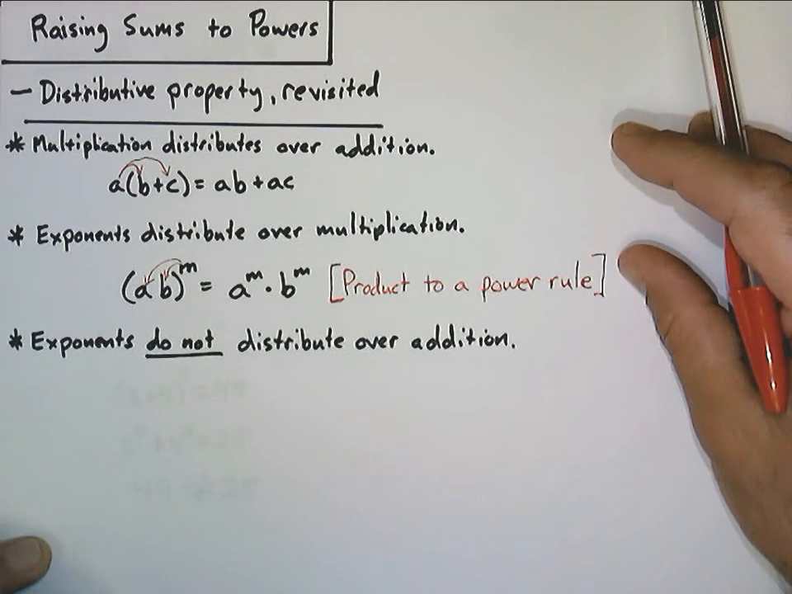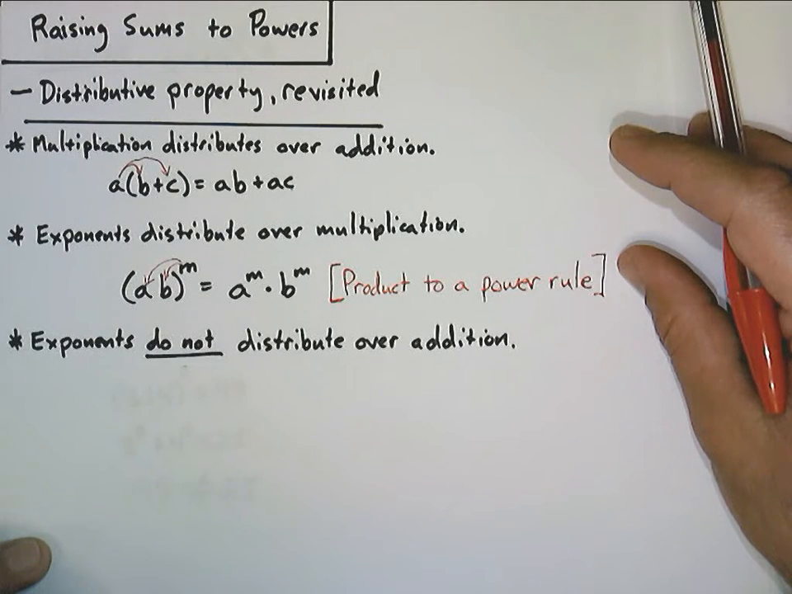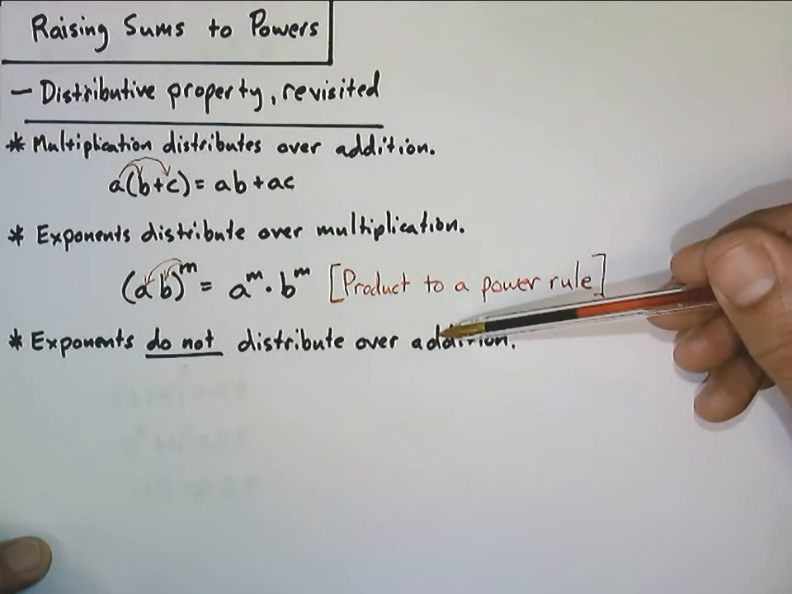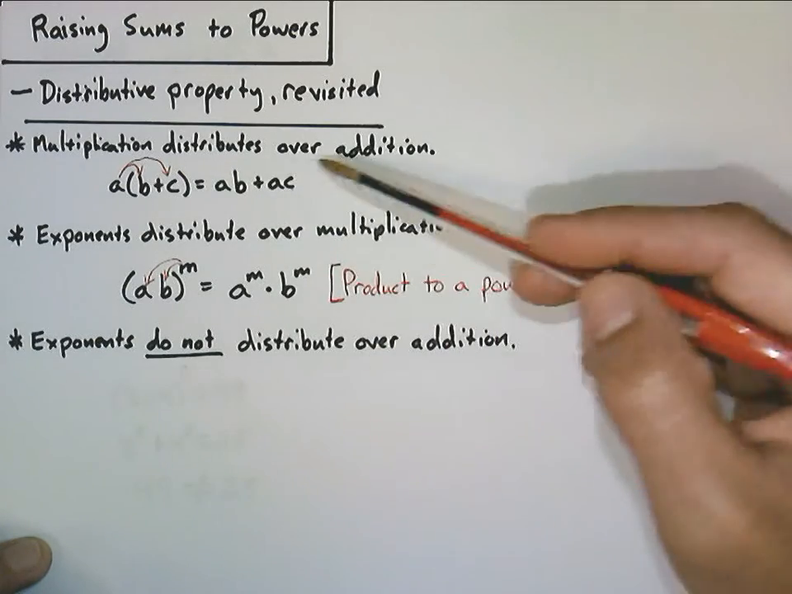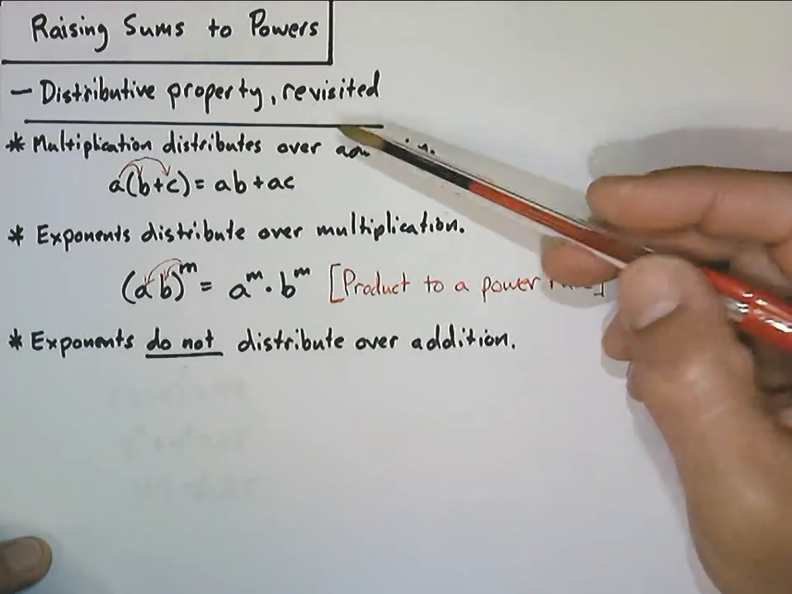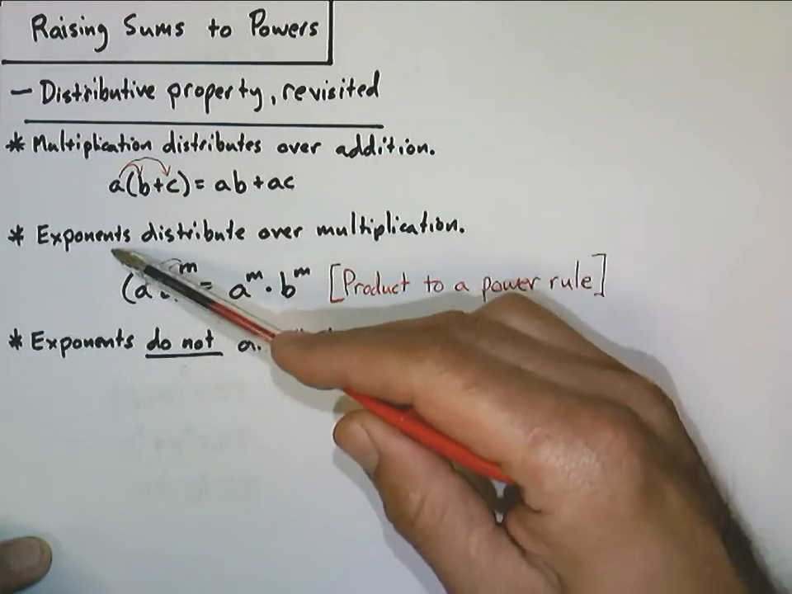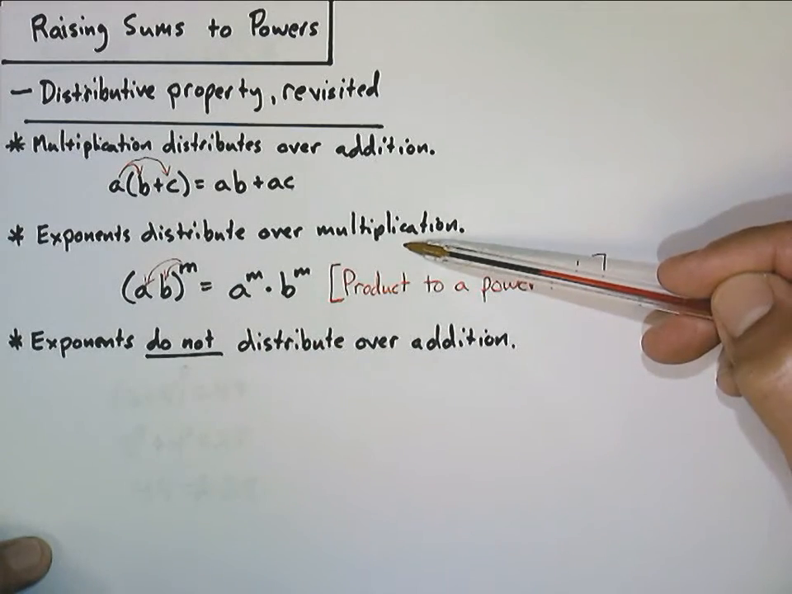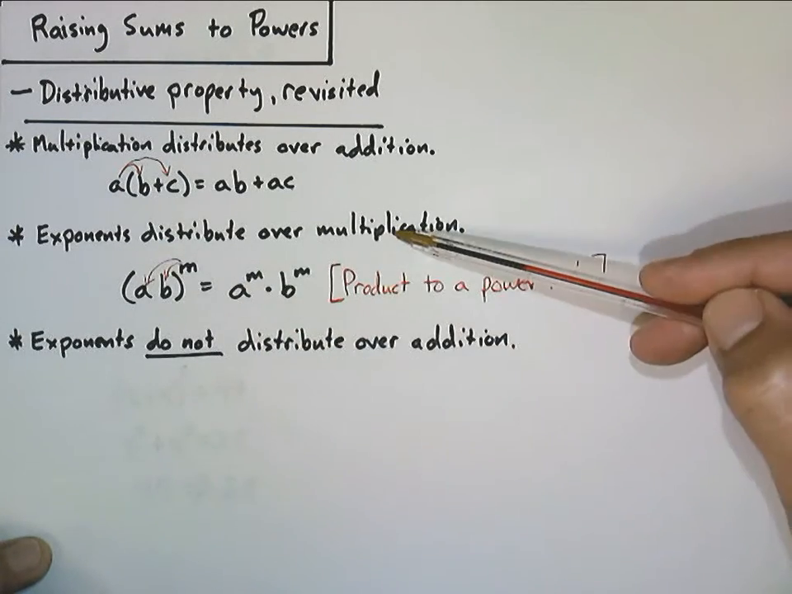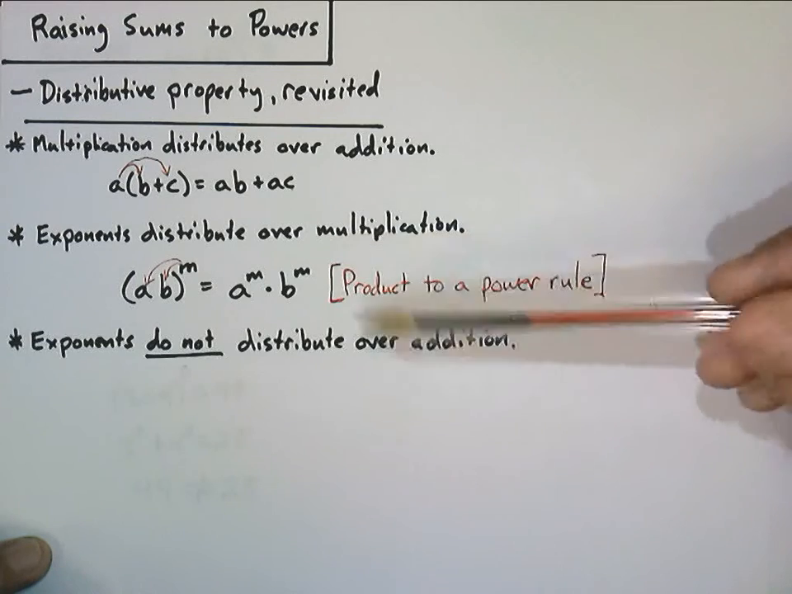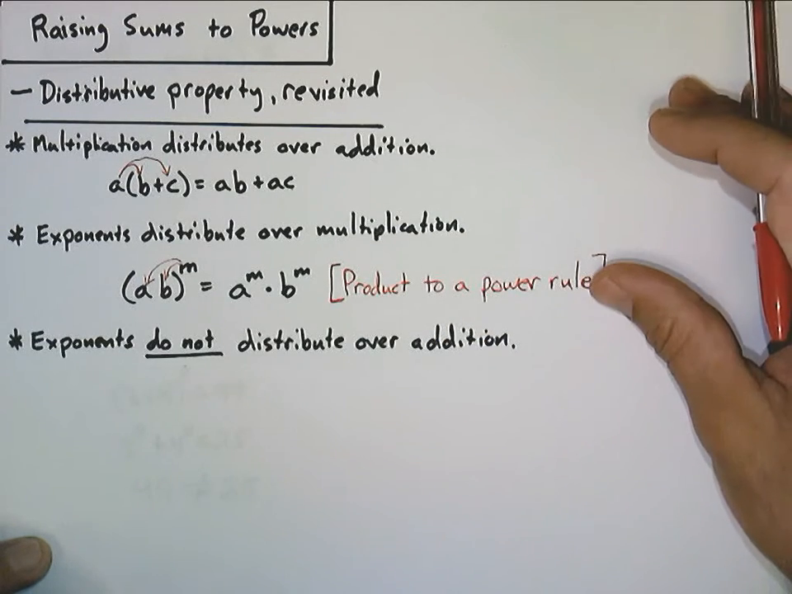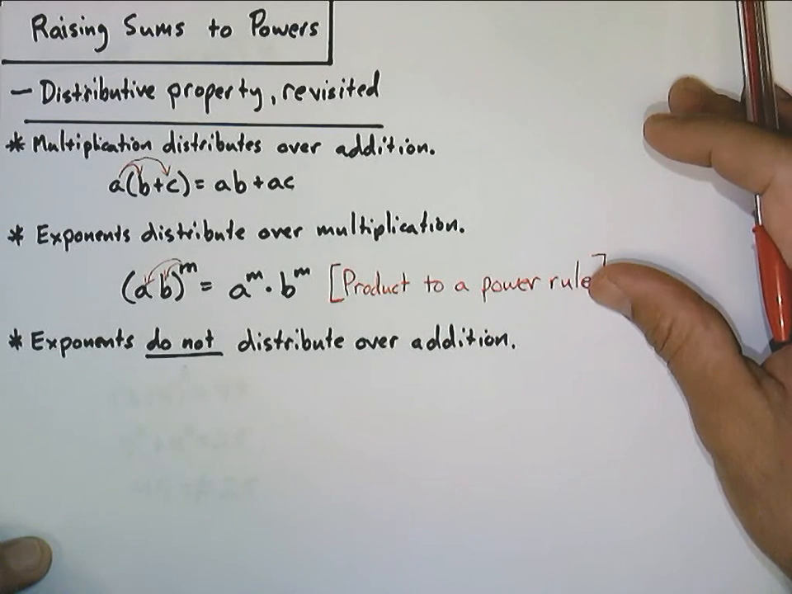Next thing, exponents do not distribute over addition. Multiplication is on top of addition in the hierarchy, so multiplication distributes over addition. Exponents are on top of multiplication in the hierarchy, so exponents distribute over multiplication. However, addition is 2 steps down from exponents, and so this does not distribute.